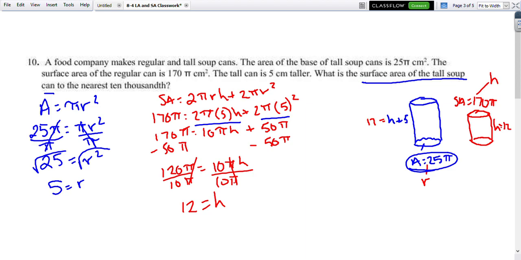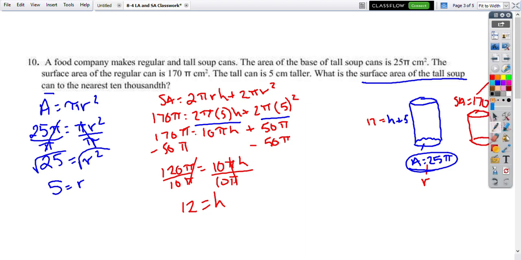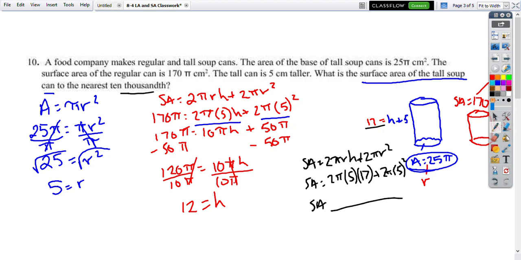And that I can now tell you the surface area of the big can, okay, because I know the formula, 2 pi rh plus 2 pi r squared. So 2 pi, and it says nearest 10,000, so we're going to round it out. So remember, r is 5, h is 12. Nope, don't do that. 17, people. It's that new height we got here. Plus 2 pi times 5 squared. And I'm going to leave you guys to come up with that answer.